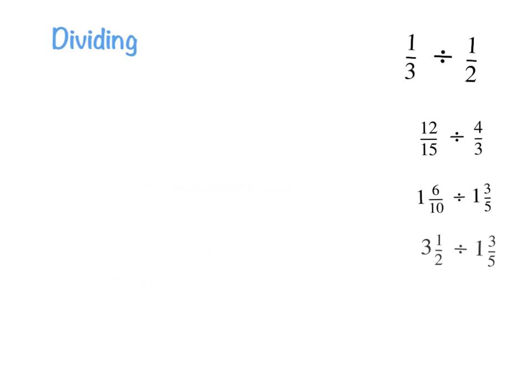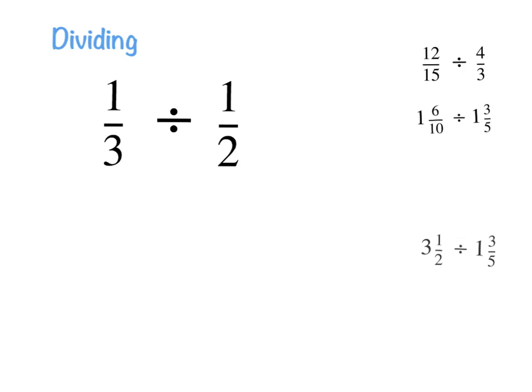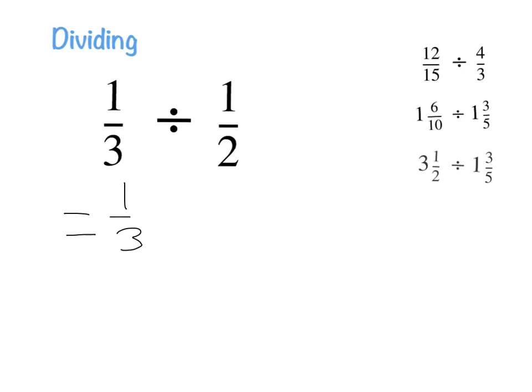I can also divide, which is lots of fun. Division. Let's have a look here. Now, a third divided by a half. All I need to do here when I'm dividing is to flip my second fraction. I need to flip the numerator and the denominator. So it becomes a third multiplied by 2 over 1.